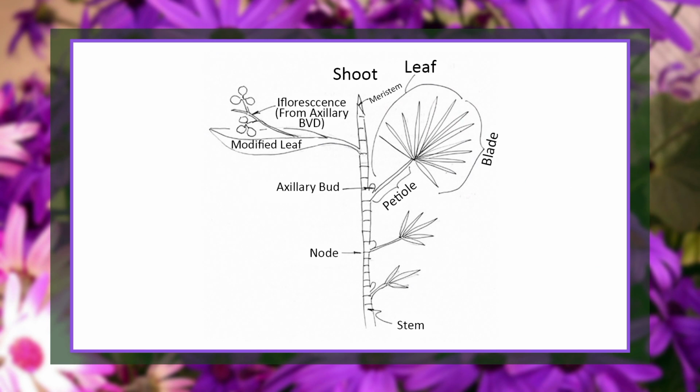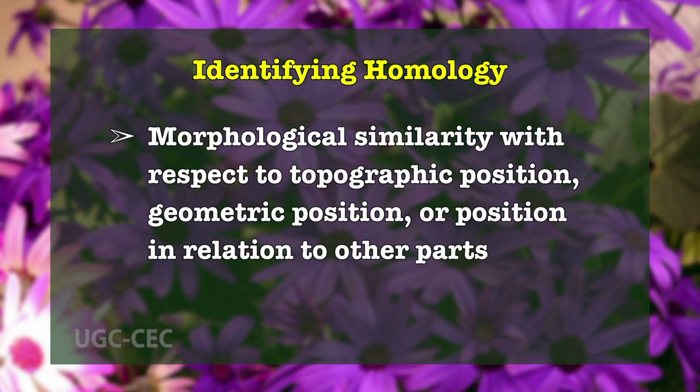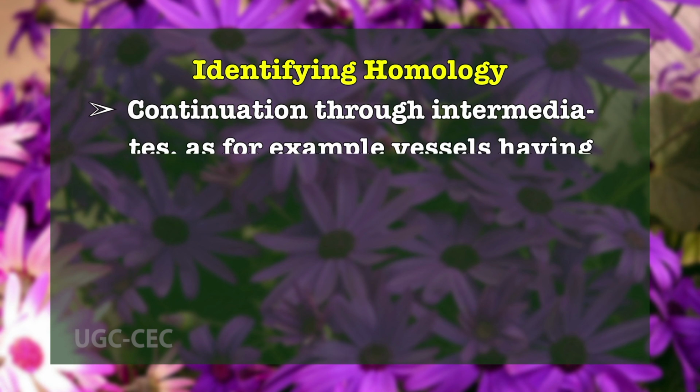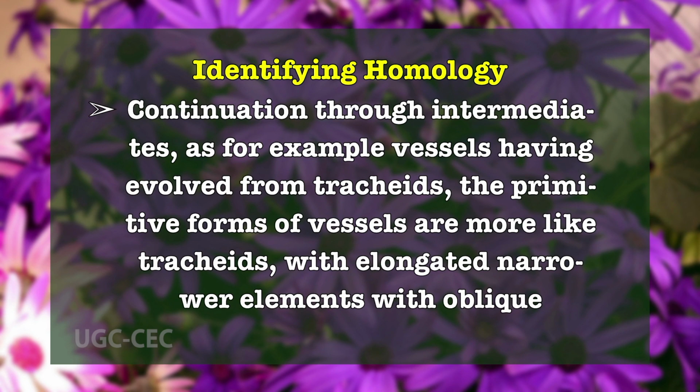The homology between different organisms is termed special homology, as represented by different types of leaves in different species of plants. Different leaves in the same plant, such as foliage leaves, bracts, and floral leaves, would also be homologous, representing serial homology. The following criteria may be helpful in identifying homology in practice. Morphological similarity with respect to topographic position, geometric position, or position in relation to parts. Similar ontogeny. Continuation through intermediates, as for example, vessels having evolved from tracheids. The primitive forms of vessels are more like tracheids, with elongated, narrower elements with oblique end walls.